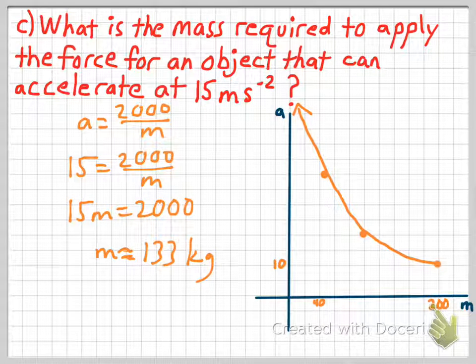We again could have used our graph to come up with that estimate, just simply by going up to 15 on the acceleration axis, drawing a line across, and then drawing a line down to your horizontal axis to see what mass corresponds with it. And then we're counting down by 20s here, aren't we? So that's 200, 180, 160, about 140 is what I would have gotten with my graph that way.